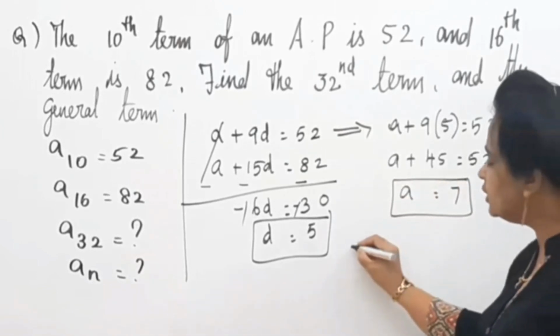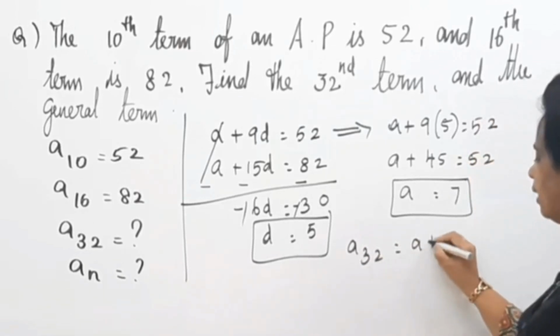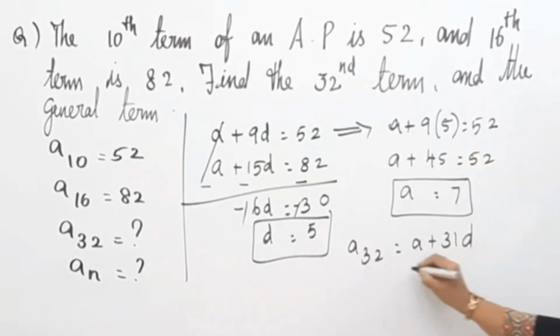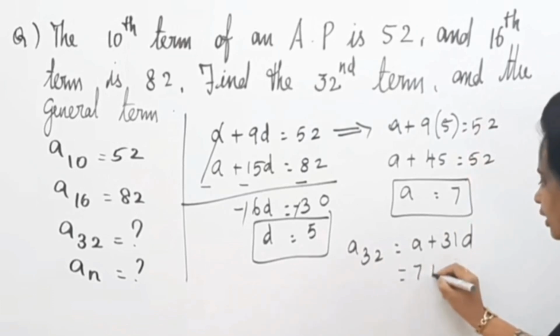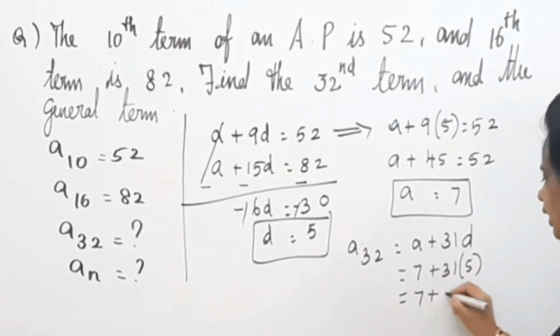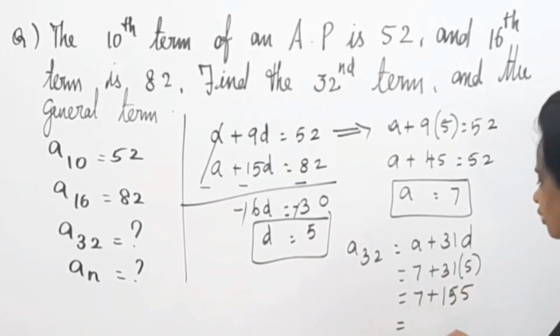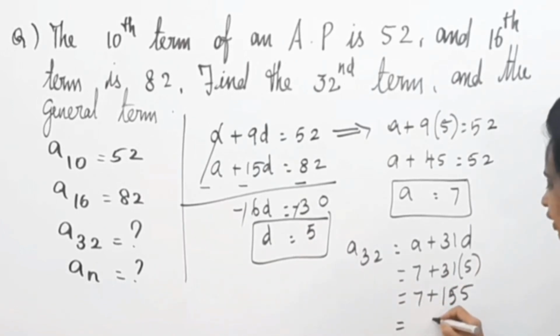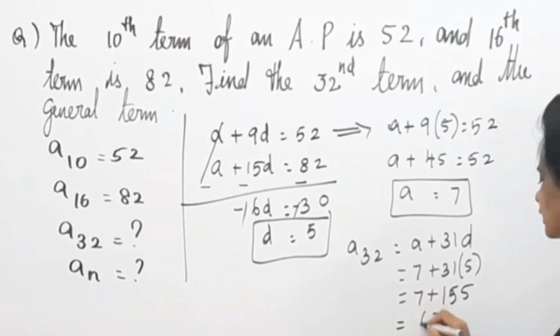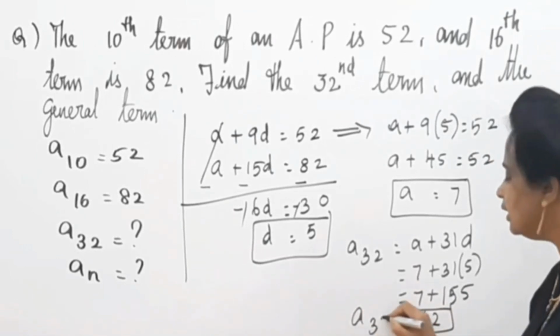So, now my question is, what is A32? A32 is nothing but a plus 31d. So, a is 7 plus 31 into d is 5. 31 into 5: 5 ones are 5, 5 threes are 15, that is 155. Plus 7, that is 162. So, 162 is my A32.